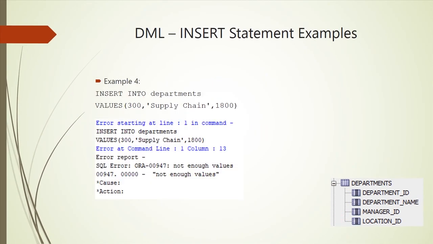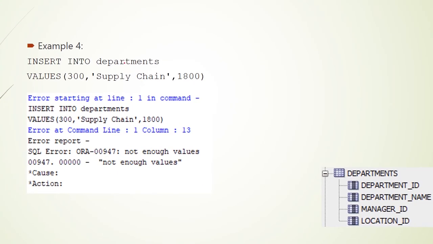Let's have a look at this example, example 4. Insert into departments values 300, supply chain, 1800. Here we didn't provide a list of columns, so in this case you have to provide a value for each column. How many columns do we have? We have 4 columns. How many values did we provide? We provided only 3 values, so Oracle will return an error, not enough values. So it is expecting 4 values and you provided only 3, so Oracle returns in this case an error.